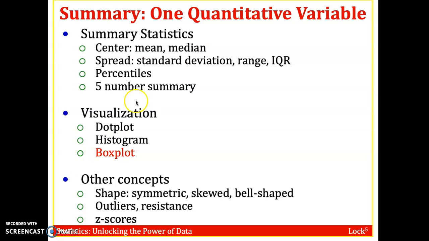All right, in summary, for one quantitative variable, summary statistics, we looked at mean, median, spread, standard deviation, range, IQR, and then percentiles, and then a 5-number summary. For visualization, we looked at dot plot, histogram, and then in this section, we looked at box plot. For other concepts, we want to look at the shape, symmetric, skewness or not, bell-shaped, outliers and resistance, what statistics are more resistant to outliers or not, and then z-scores in the last couple sections.